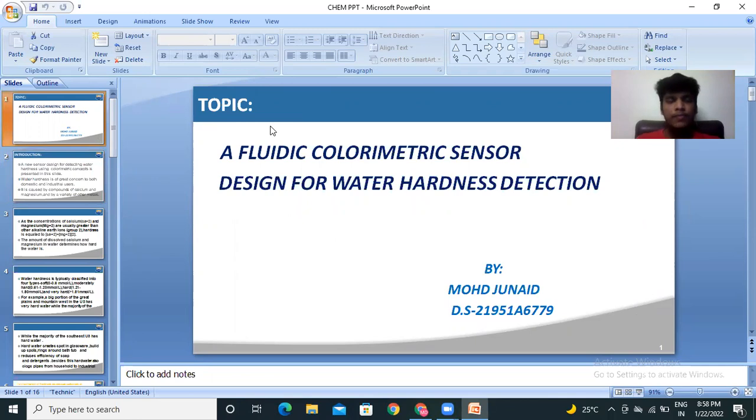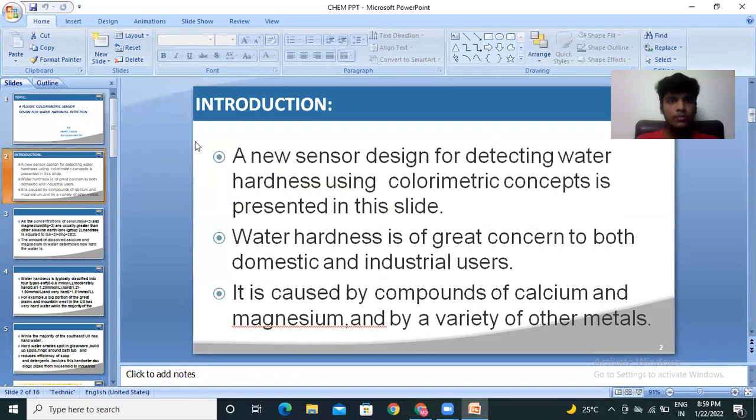Our topic is a fluidic colorimetric sensor designed for water hardness detection. It means for the detection of water, we use this tool which is known as a fluidic colorimetric sensor. Okay, now let's go for the introduction. A new sensor design for detecting water hardness using colorimetric concepts is presented in this slide.